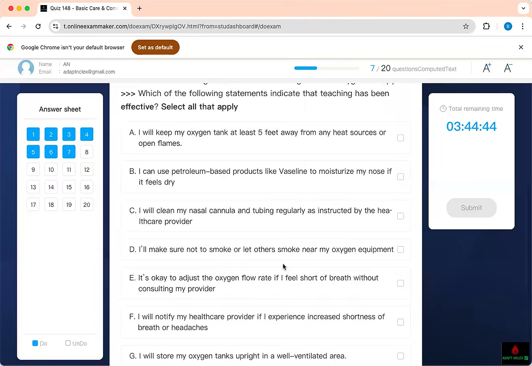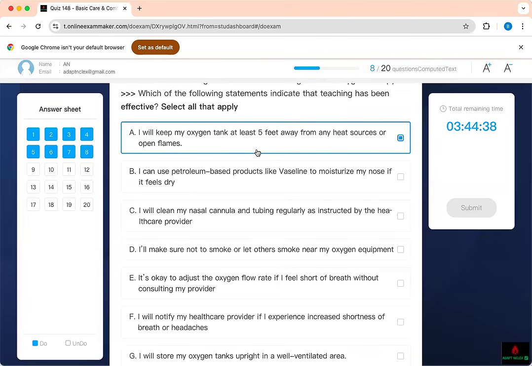This is key, right? "I will keep my oxygen tank at least 5 feet away from any heating source." It's good so that there's no fire. Petroleum gel is bad. "I will use a petroleum product like Vaseline to moisturize it." It's very combustible. Your face will be caught on fire.